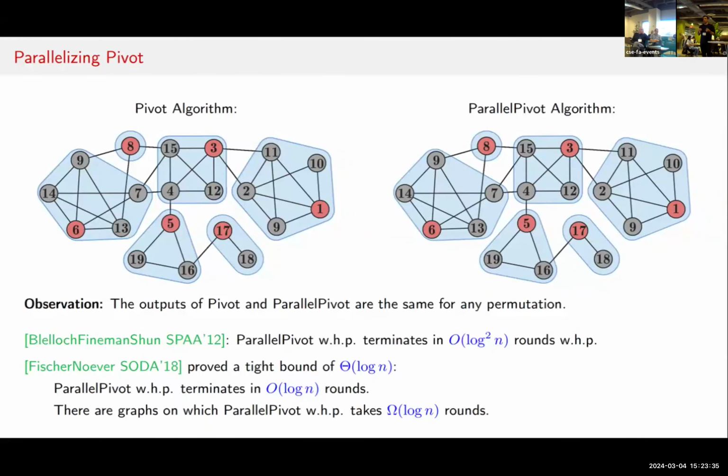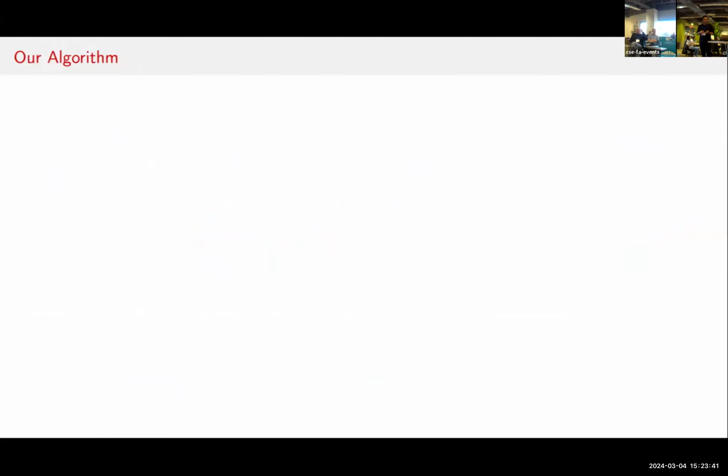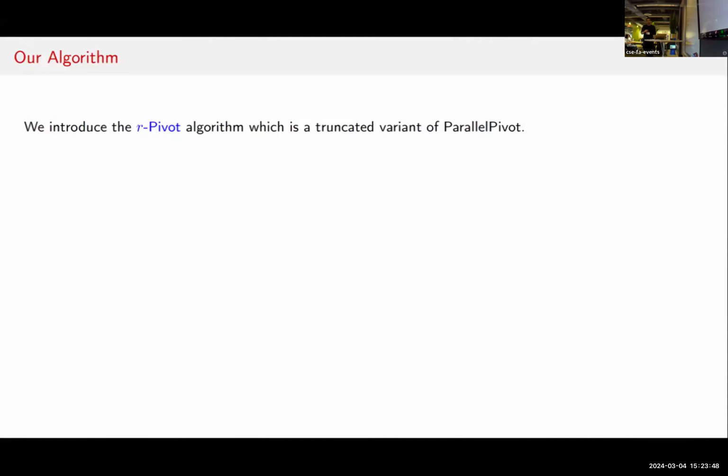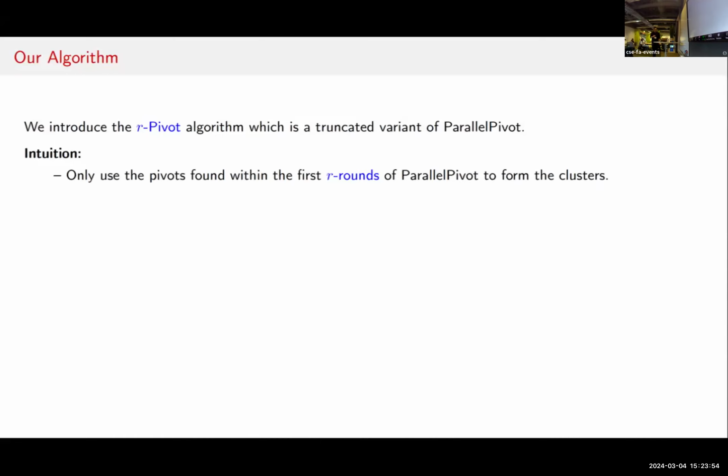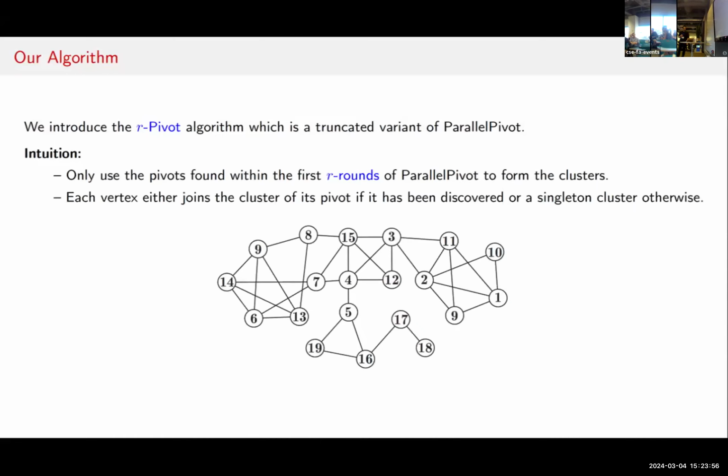It's much better than n, but still we prefer constant rounds in any of the settings I mentioned. Okay, so how do we make this a constant round algorithm? We'll modify the algorithm and we'll truncate it. We'll follow the same parallel approach. So we continue forming the pivots, but we terminate the process after R rounds. So suppose that R is 1 now.